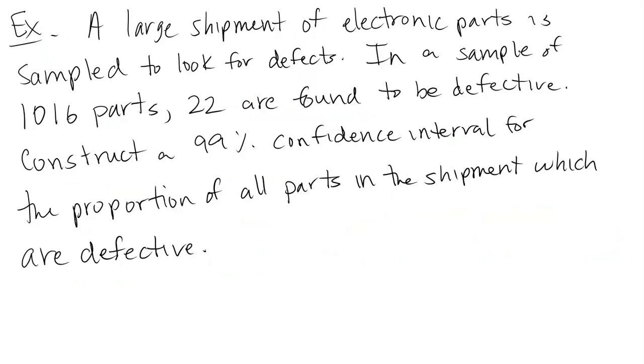A large shipment of electronic parts is sampled to look for defects. In a sample of 1,016 parts, 22 are found to be defective. Construct a 99% confidence interval for the proportion of all parts in the shipment which are defective.